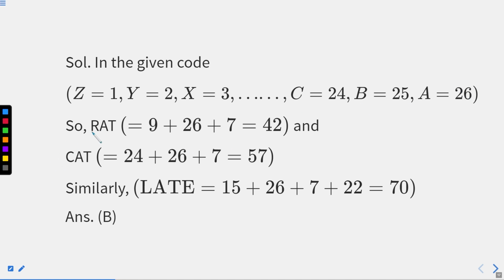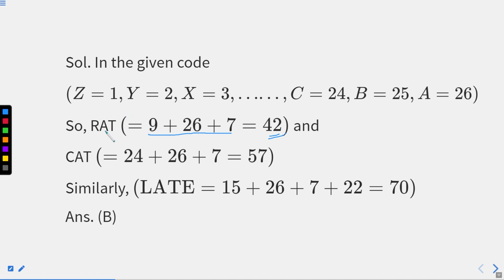So for the word rat, initially we get 18 for R. Now it is 9 because it is reversed in order. For A, it is not 1 now, it is 26. A is replaced with the value of Z. And for T, it is not 20, now it is going to be 7. I hope the thing is clear. And on addition of all three numbers, we are getting 42. Right? Hope the concept is clear.